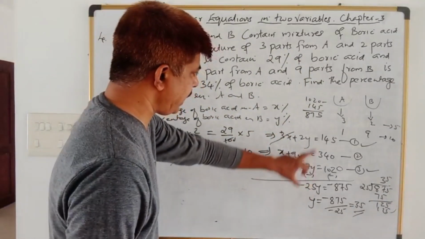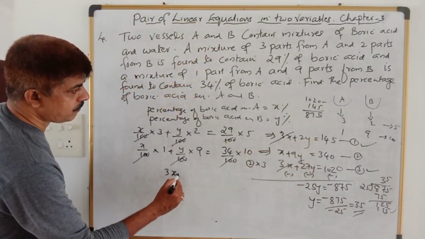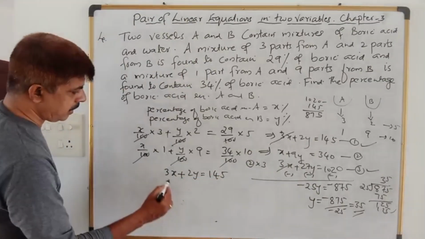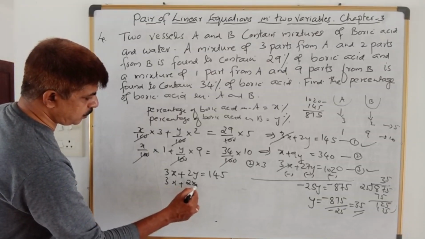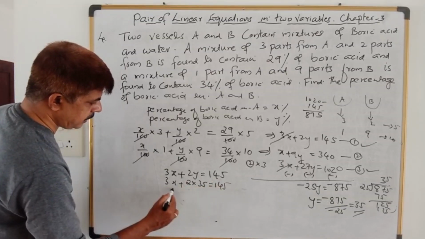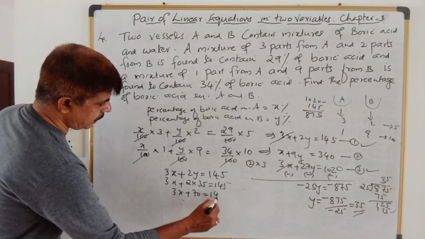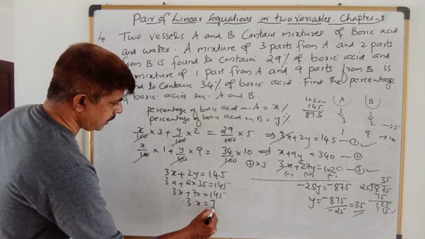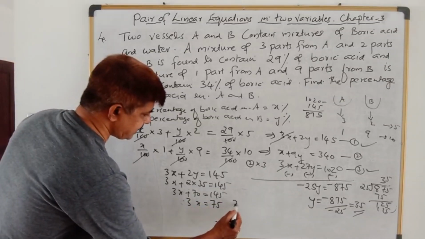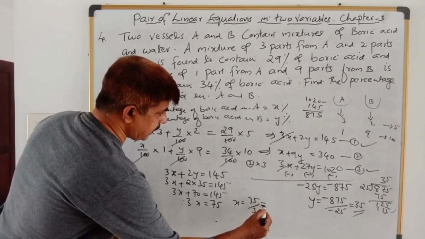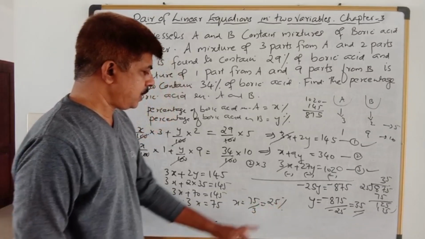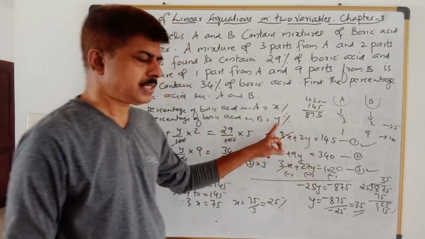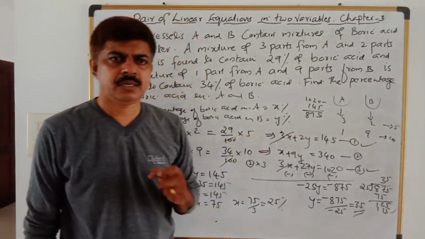Now we substitute the value of y in equation 1 to calculate the value of x. We have the first equation 3x plus 2y is equal to 145. Putting y value 35, 2 into 35 is 70, so 3x plus 70 is equal to 145, 3x is 145 minus 70. What is 145 minus 70? We are getting 75. So what is the x value? 75 by 3, we are getting 25. So we understand that there is 25% boric acid in vessel A and 35% boric acid in vessel B. Here is our solution. Is it clear?